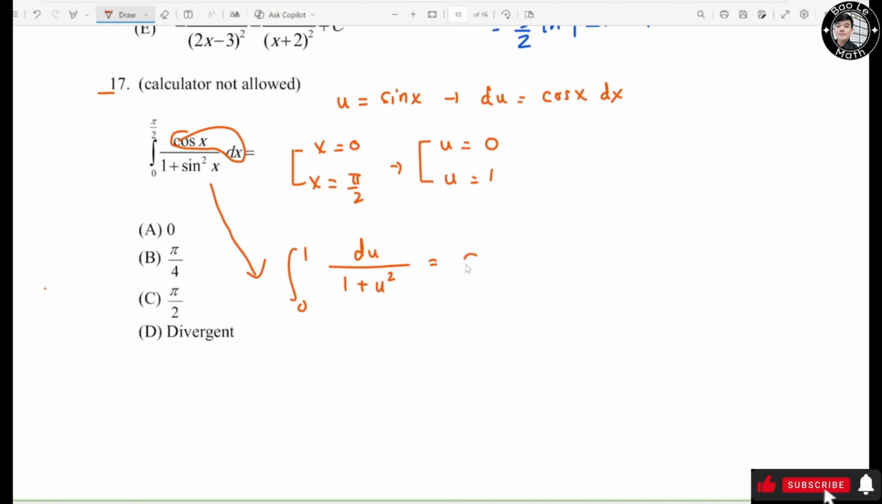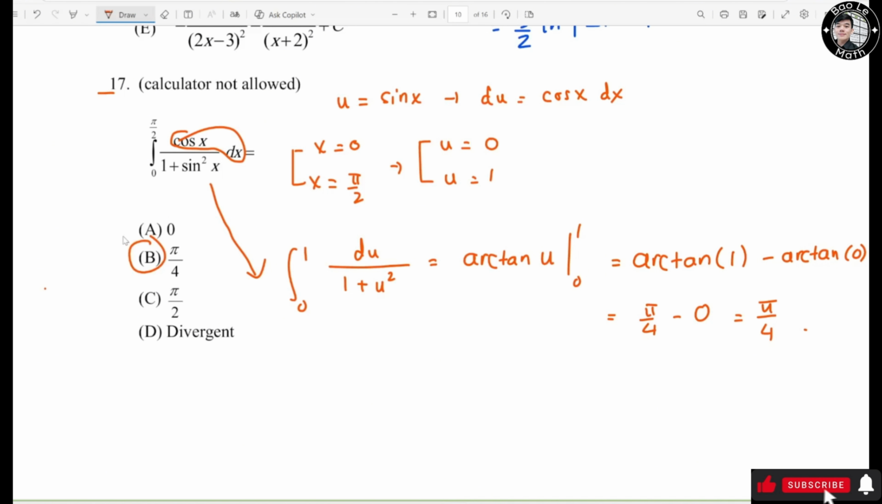So it's going to be arctangent u evaluated from 0 to 1. It's going to be arctangent of 1 subtract arctangent of 0. Arctangent of 1 equals pi over 4. Arctangent of 0 equals 0. So it will be pi over 4. The answer must be B.